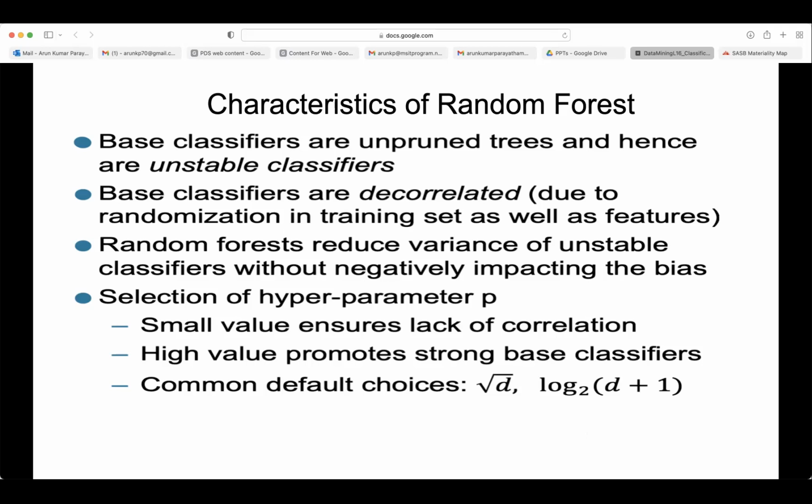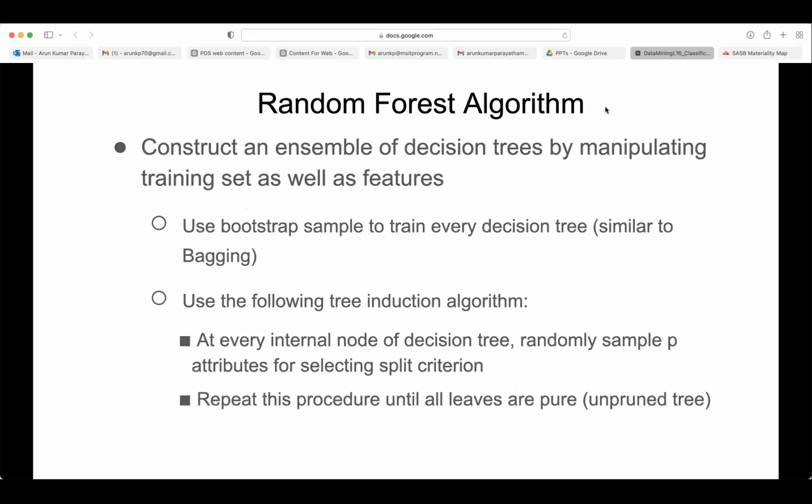So this is random forest. There are only 2 steps. First, you need to do bagging: create new training sets from the training data set by sampling with repetition, with a smaller or the same sample size, depending on how big your data is. Second, at every internal node of the decision tree, randomly sample P attributes for selecting the split criterion. This should be done until the tree is pure.